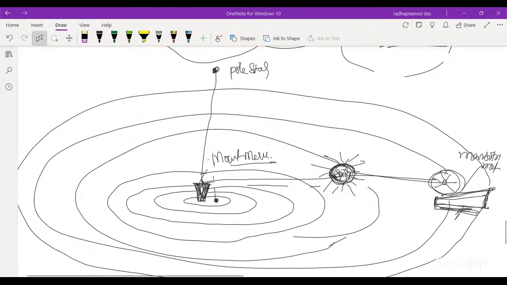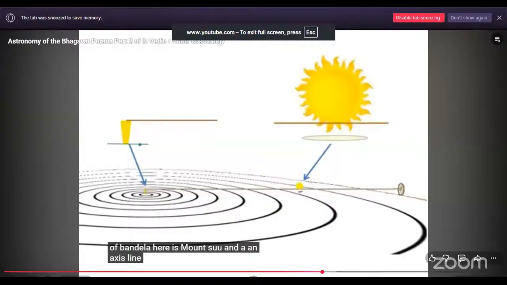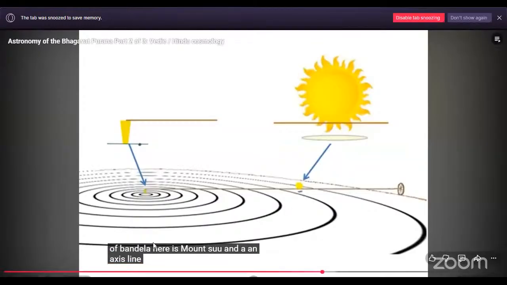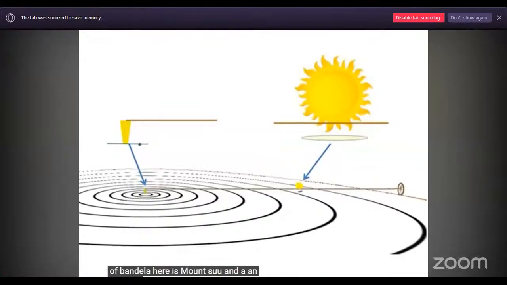This class is recorded, so you will get it anyway. I'll show you some more images from the video to make it clear. Now this is clear, na? What I drew, the same thing I have made into an image. So here Mount Meru, Sun and Manasottara mountain. Now we'll go further.